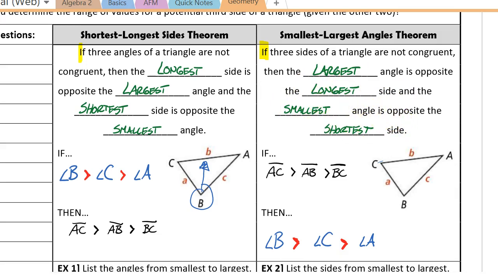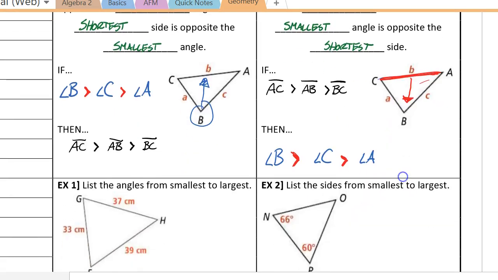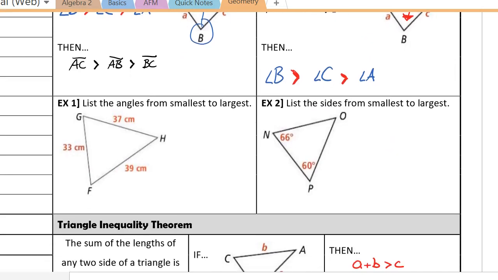So looking at that again, if I have a clear biggest, middle, and smallest side length in my triangle, if AC is the biggest side, then the angle opposite that, in this case angle B, is the biggest angle. The middle side, AB, has the angle opposite that, angle C. And lastly, if BC is my smallest side, that means that angle A is going to be my smallest angle. Let's take a look at what the problems would look like.